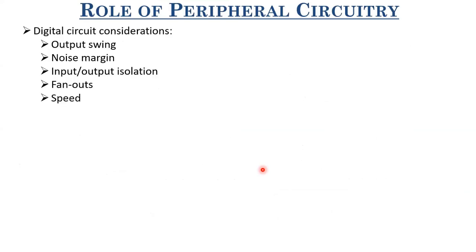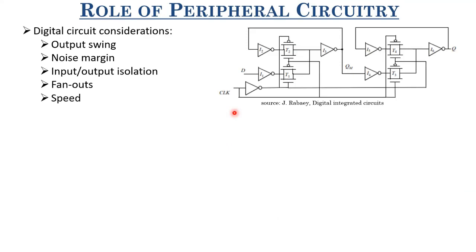Now let us look at the role of peripheral circuitry. When you design a digital circuit, what you think is, it should have a very high output swing. The noise margin should be very high. The inputs and outputs should be isolated. There should be large fan out. And the speed should be as fast as possible. If you take all these design considerations into account, what you will come up with is one element which requires at least 22 transistors for storing one bit.